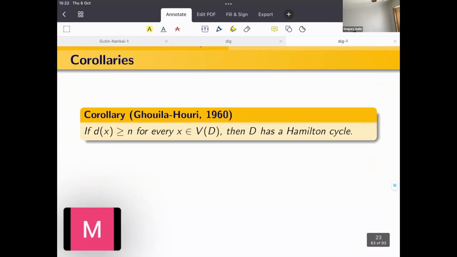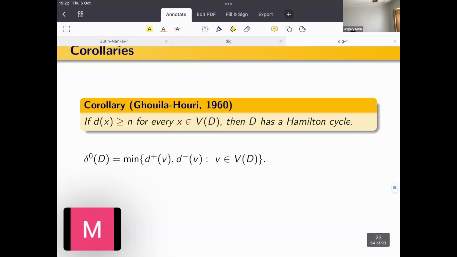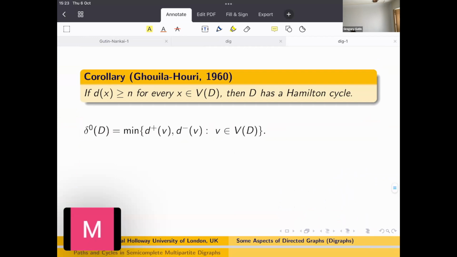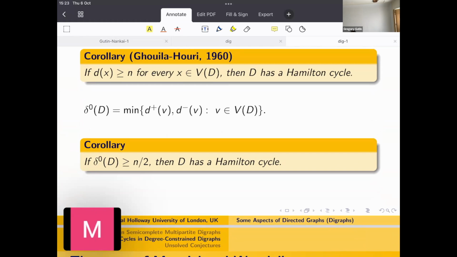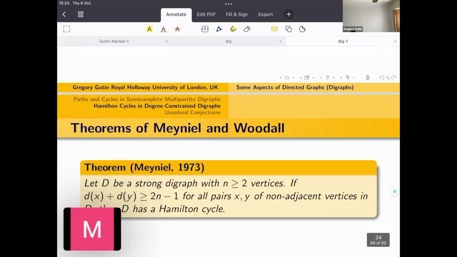Now there is a corollary of this result, proved in 1960, that if the degree of every vertex is at least n, then D has a Hamilton cycle. And then also, if you look at the notion of minimum semi-degree of D, which is the minimum of all out-degrees and in-degrees of vertices, then clearly another corollary is that if the minimum semi-degree of D is at least n over 2, then it has a Hamilton cycle. So this generalizes one of the results on undirected graphs.